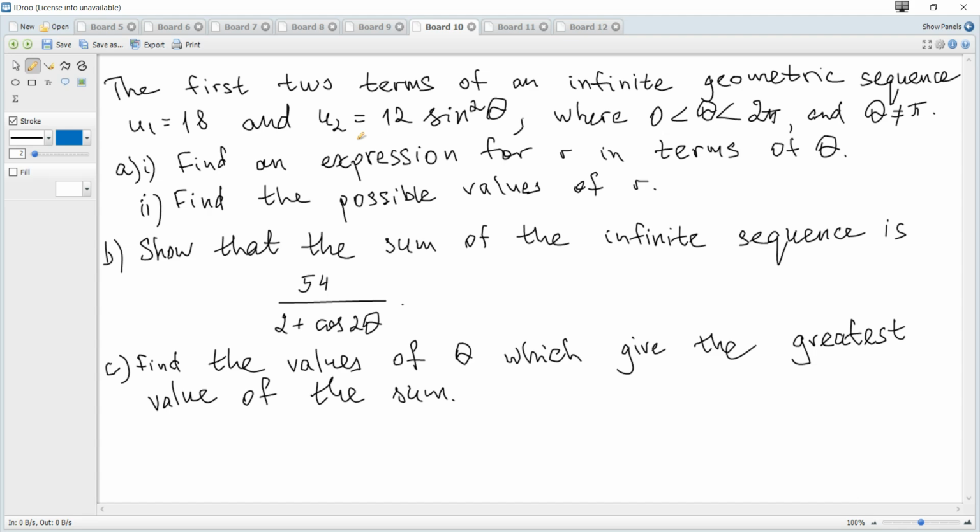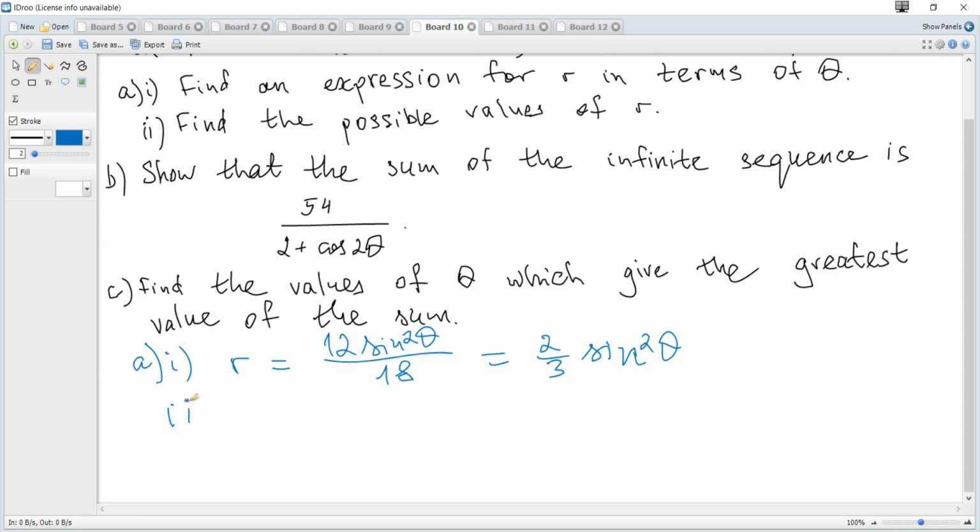The first two terms of an infinite geometric sequence are given. Question A(i): Find an expression for r, the common ratio, in terms of theta. The common ratio can be found as any term divided by the previous one, so we can find it as the second term divided by the first. So it becomes 12 times sine squared of theta divided by 18, and it's 2/3 times sine squared of theta.